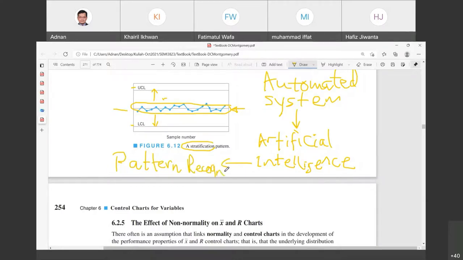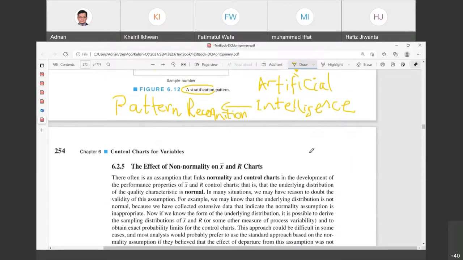Okay, nowadays people are talking about Industry 4.0 using AI, using robotics, using the internet. So this is one of the applications of shapes to recognize different features of products for visual or vision inspection and so on. All right, any questions so far?